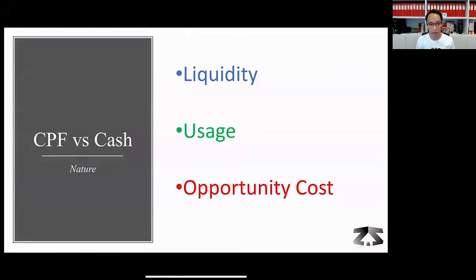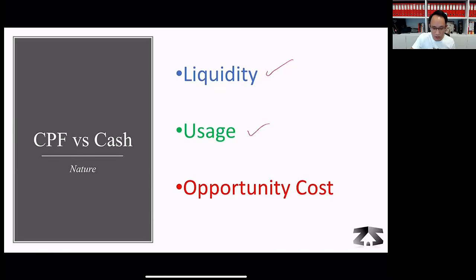Obviously, on liquidity, cash has the advantage. You can access it via your wallet, ATM, or your bank account very readily. But for CPF, there's usually some time lag involved, right? Just a simple illustration: when you have sold your place, the cash proceeds are always 1 to 2 weeks earlier than the CPF proceeds. Okay?